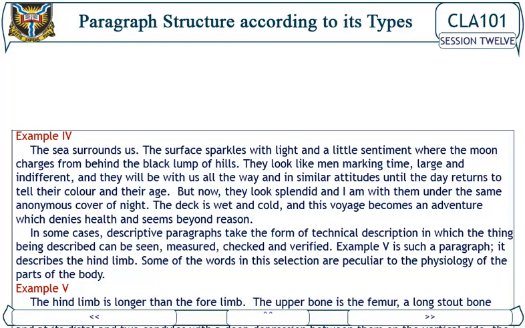In some cases, descriptive paragraphs take the form of technical description, in which the thing being described can be seen, measured, checked, and verified. Example 5 is such a paragraph. It describes the hind limb. Some of the words in this selection are peculiar to the physiology of the parts of the body.